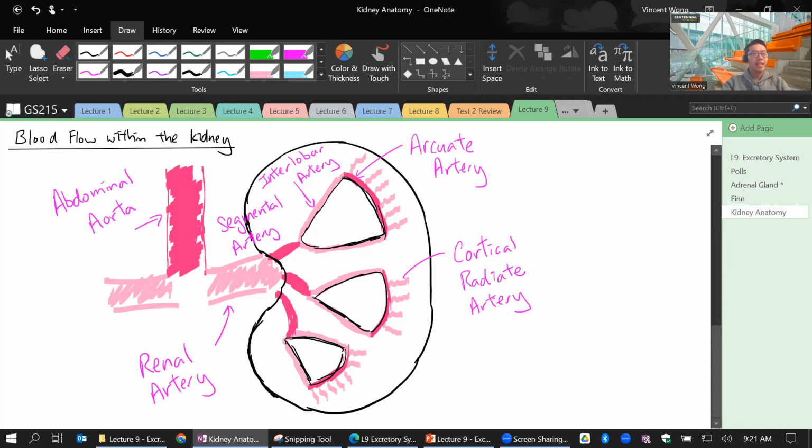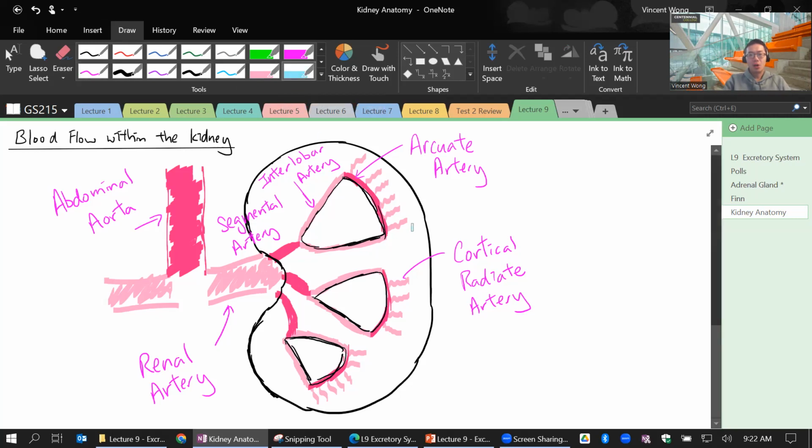Cortical radiate artery. That's what they're called. Now, it keeps on going a little bit more, but we cannot talk about that yet because we have to learn something else first before we can fill in that part. Okay, so just believe me for now. That's gonna branch a couple more times, and eventually it's gonna come back out.